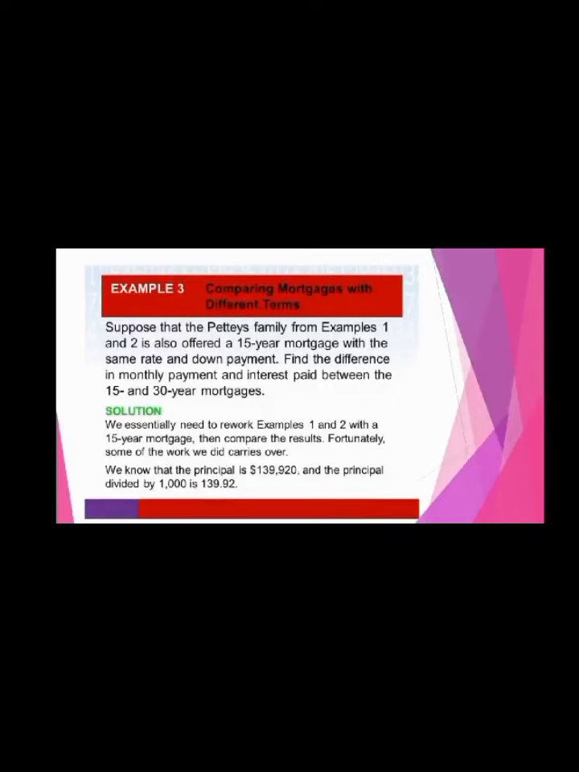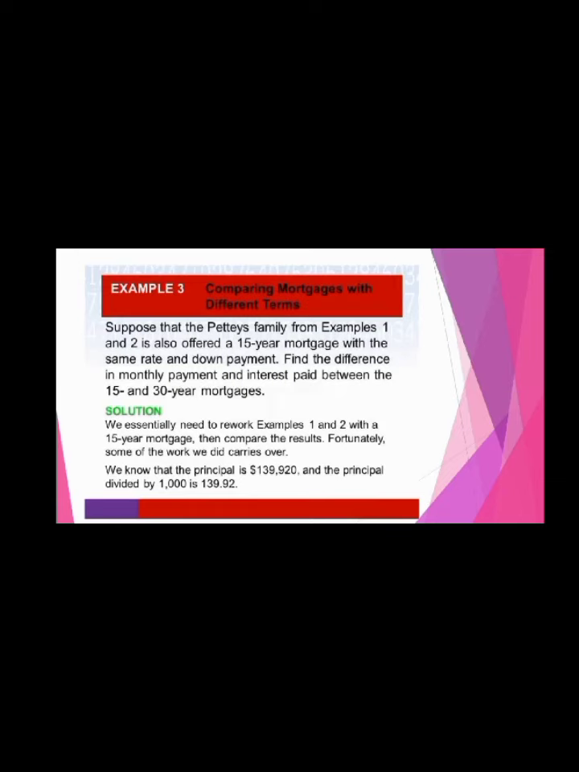Example number 3, comparing mortgages with different terms. Suppose that the Petis' family from examples 1 and 2 is also offered a 15-year mortgage with the same rate and down payment. Find the difference in monthly payment and interest paid between the 15 and 30-year mortgages. Solution: we essentially need to rework examples 1 and 2 with a 15-year mortgage. Then, compare the results.